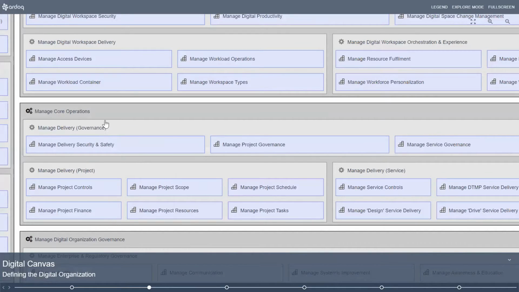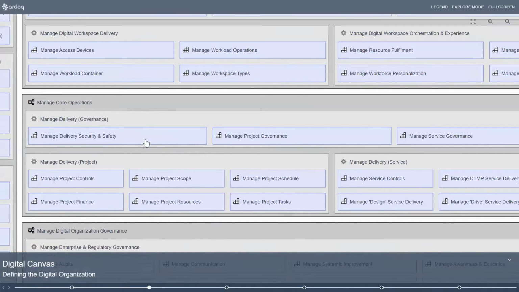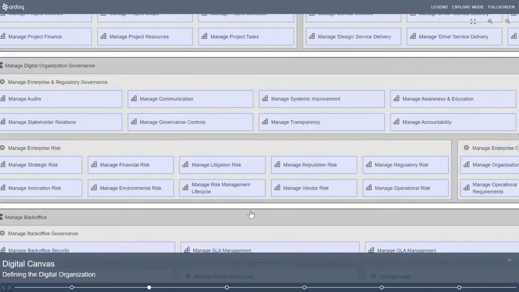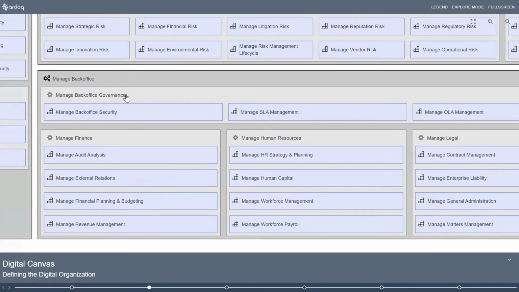How can we take control of core operations and core delivery, which is essentially fulfilling core services? How can we take control of organization governance, essentially managing organization change, organization risk, and organization compliance? And how can we manage our digital back office or support services, including the organization administration?